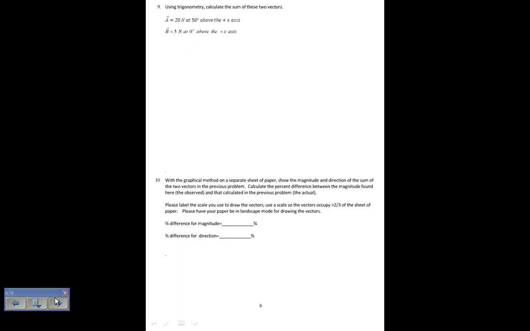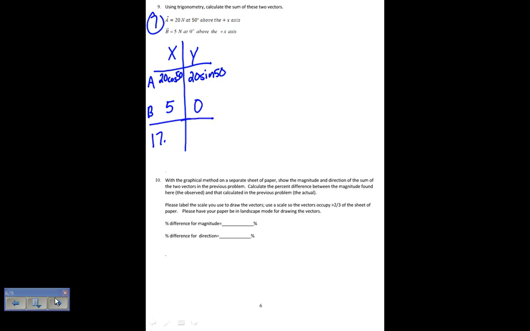Number 9, which was worth 7 points. Use trigonometry, calculate the sum of these two vectors. I'm going to use a table. I'll calculate my x and my y components, vector A, vector B. The x component of A is 20 cosine of 50. The y component is 20 sine of 50. The x component of B is going to be 5, and the y component is 0. And then I add up these numbers. This is 17.9. This is 15.3.